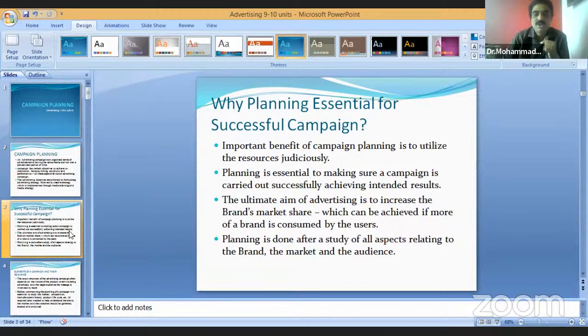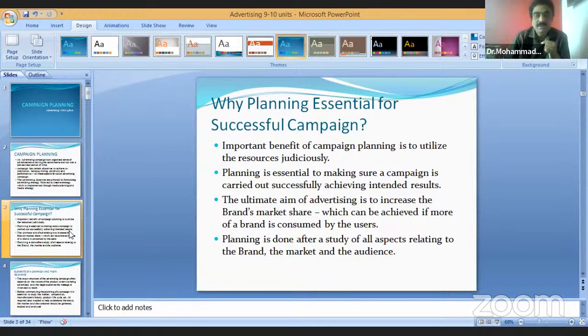So intended results are what we, I mean, why we evolve the strategy, why we are developing the campaign, what our end results are. We need to keep this in mind so that we can reach the intended results. The ultimate aim of advertising is to increase the brand's market share, which can be achieved if more of a brand is consumed by the users.